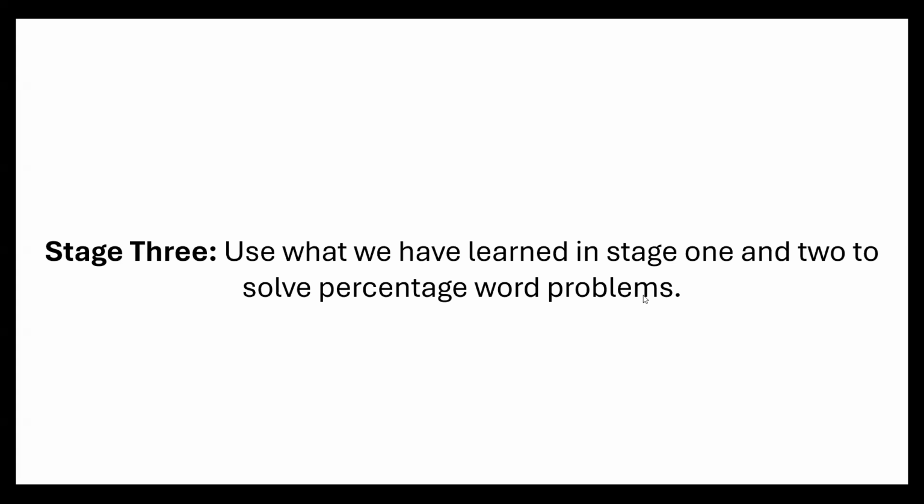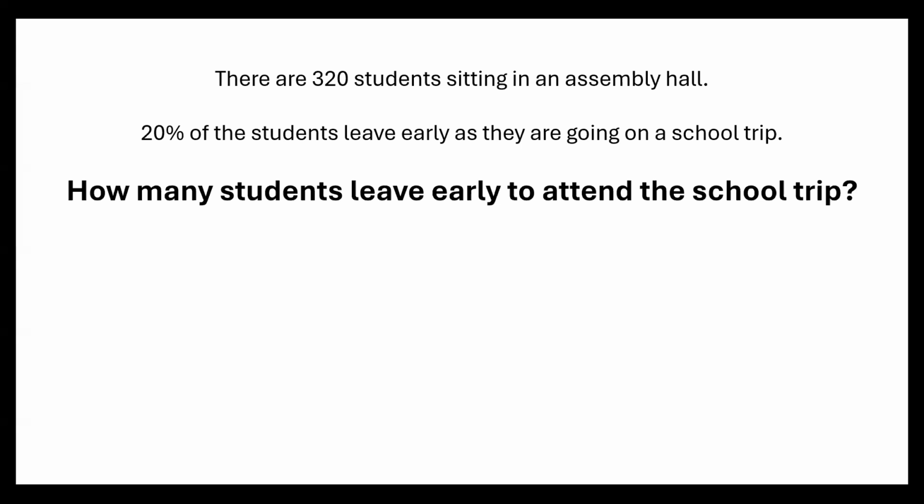However, I've got a challenge for you. This has got to be all you, okay? I'm not going to tell you what 10% is or 5% is or 1% is or 2% is. I need you to read the word problem and work it out all by yourself. And if it goes wrong, we will go through the answer, so don't worry if it goes wrong. Just watch really carefully. Your first word problem, guys, is there are 320 students sitting in an assembly hall. 20% of the students leave early as they are going on a school trip. How many students leave early to attend the school trip? So give that a go and you'll hear from me again in about 35 seconds.